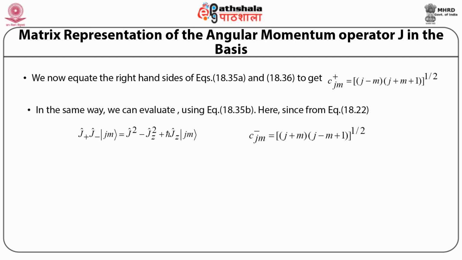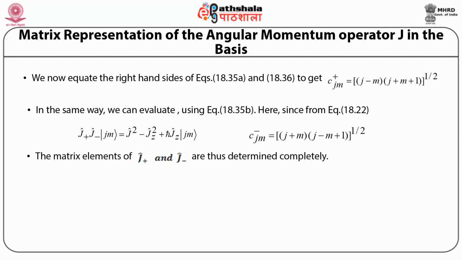In the same way, we can evaluate cjm minus using equation 35b. Here, since from equation 22, operator j plus operator j minus acting on ket jm is equal to operator j square minus operator jz square plus h cut operator jz ket jm, we shall find that cjm minus is equal to square root of j plus m into j minus m plus 1. The matrix elements of operator j plus and operator j minus are thus determined completely.